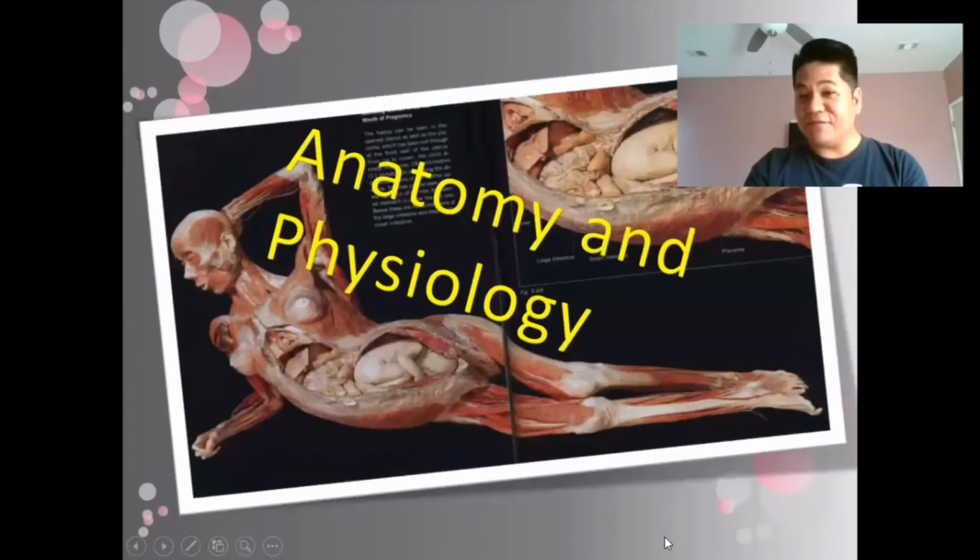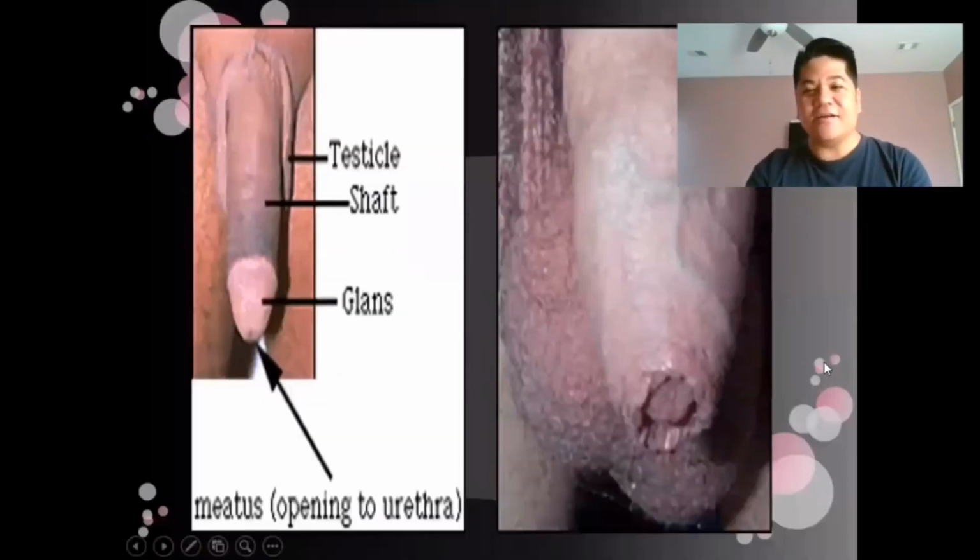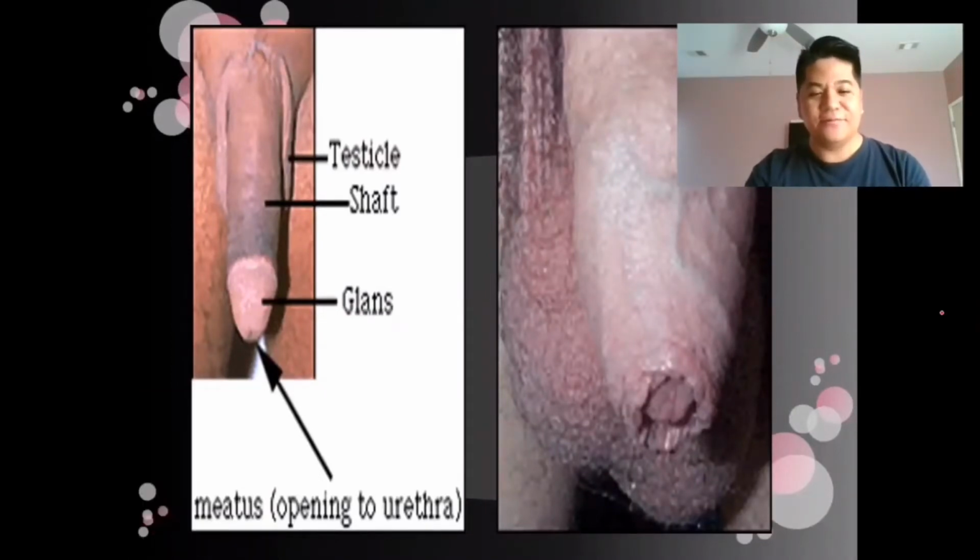For anatomy and physiology, this is a brief review so you could refresh your minds of what is going on. Let's start first with your male reproductive system, the external structure. You can see here in the picture, there is what we call the testicle, which is responsible for production of the sperm cell. Now, it is protected by a corrugated skin.